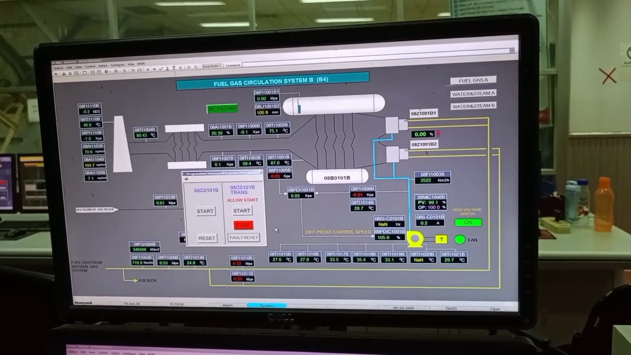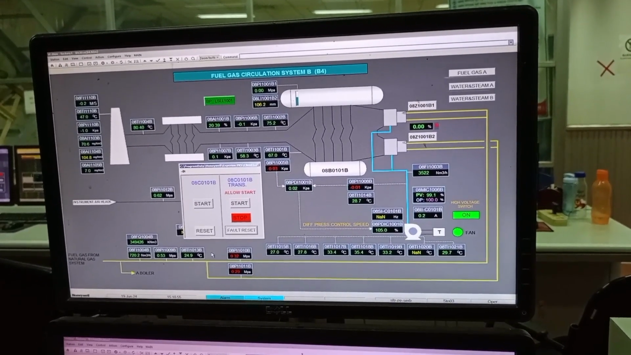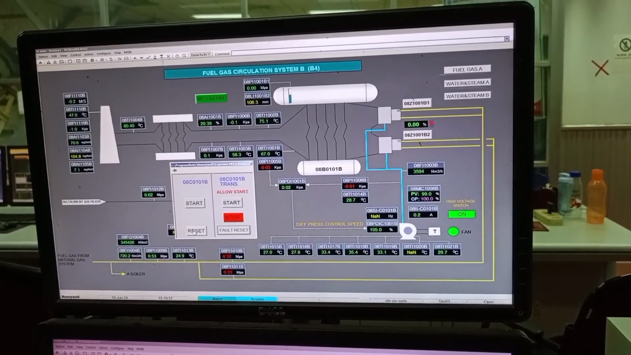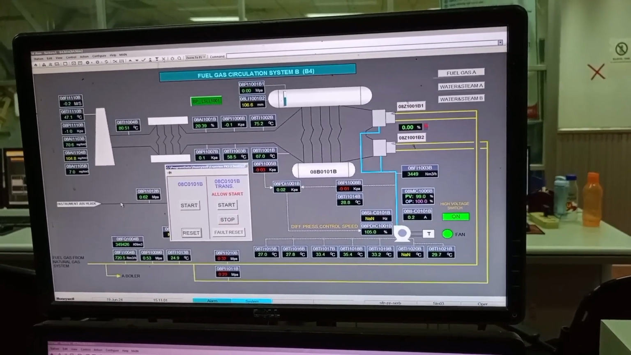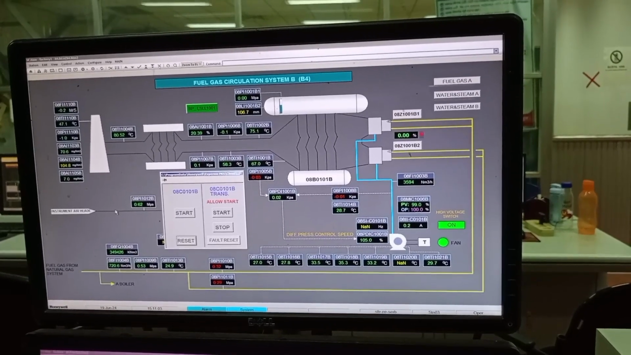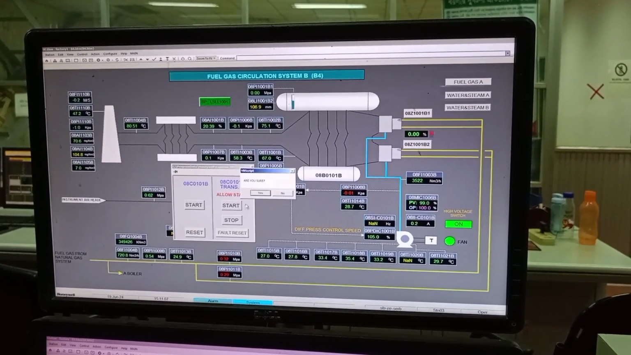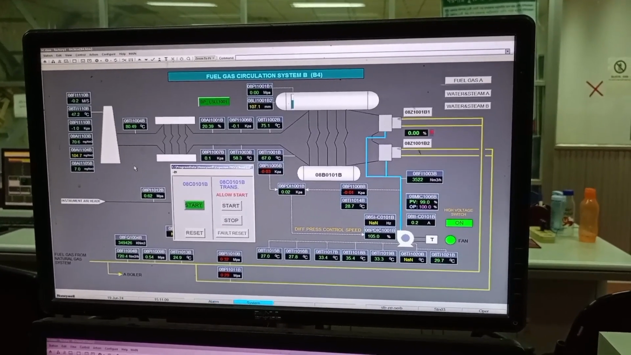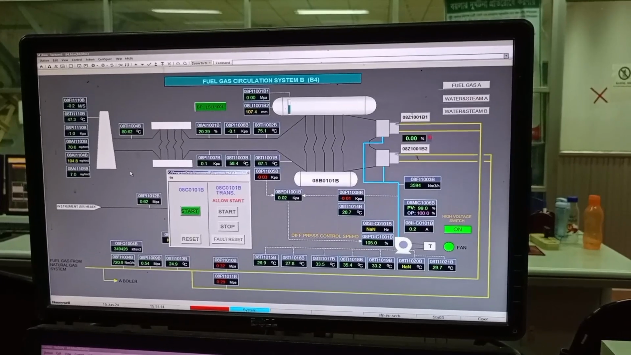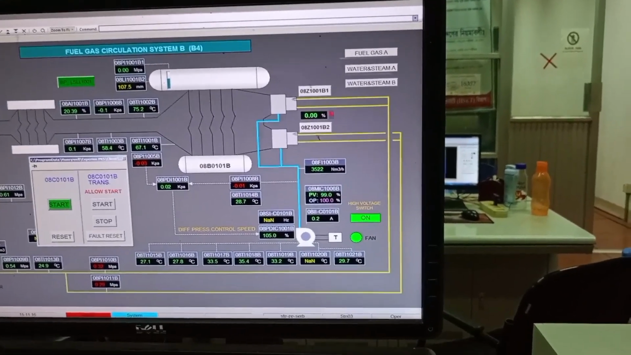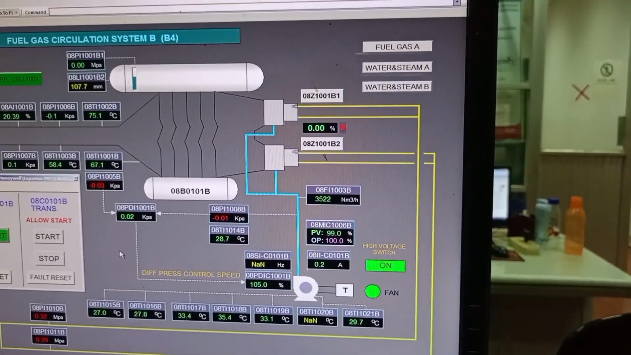This is a water tube boiler, and from the field different connections are connected to the burner management system, and then from the burner management system it is connected to the DCS system. So from this server or operating station, it is possible to control the boiler firing.